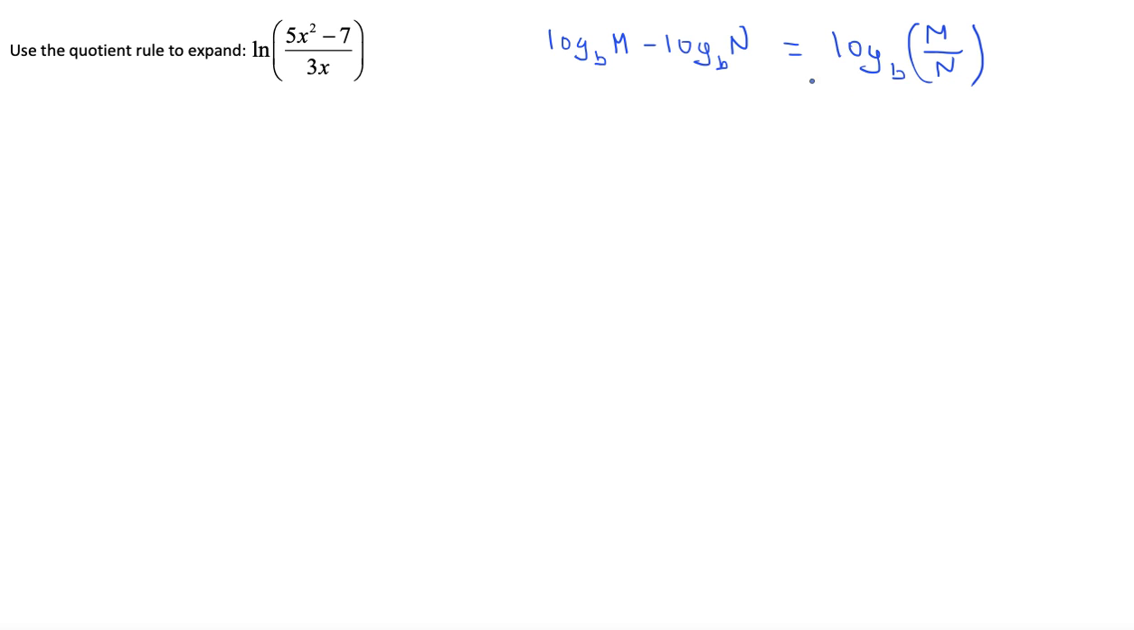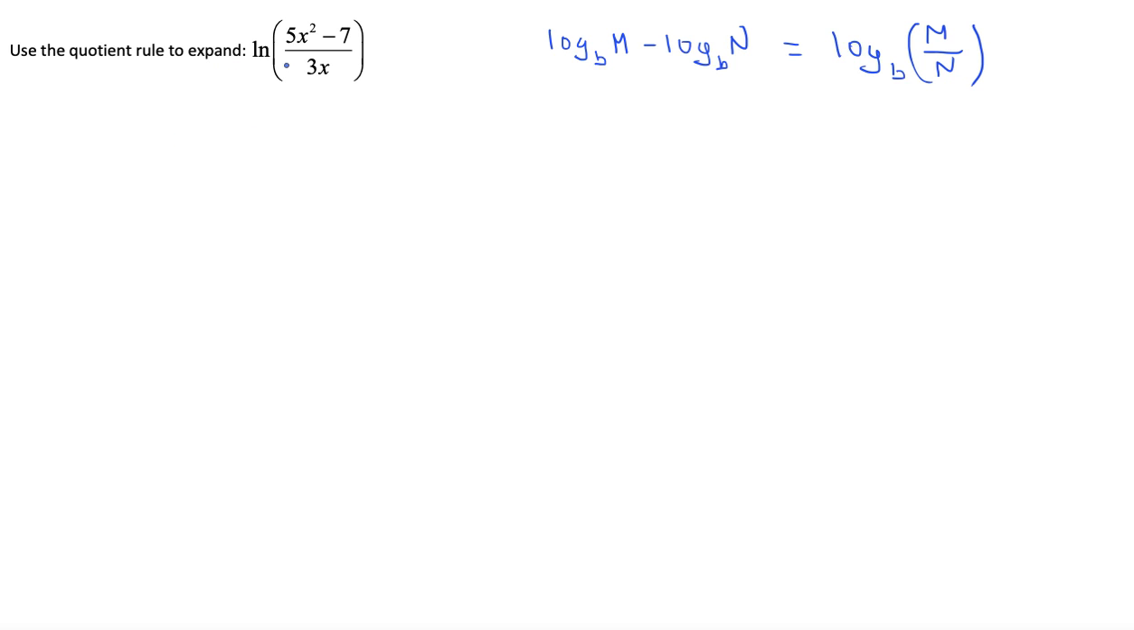But the idea is that we can go backwards as well. We can go from the single log and break it up into its multiple components based on what rule we have to use. So here we have a single log and we see a fraction, the numerator and the denominator. So we should be able to essentially break this up, or expand.